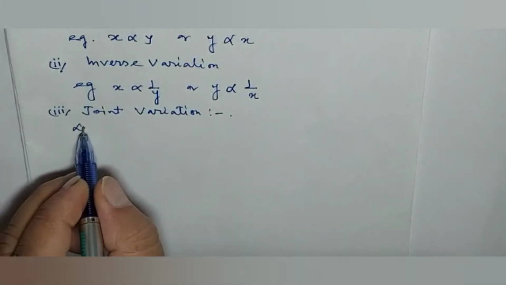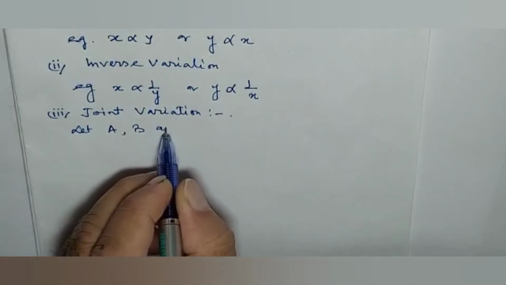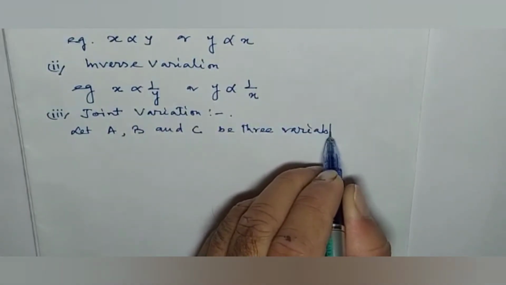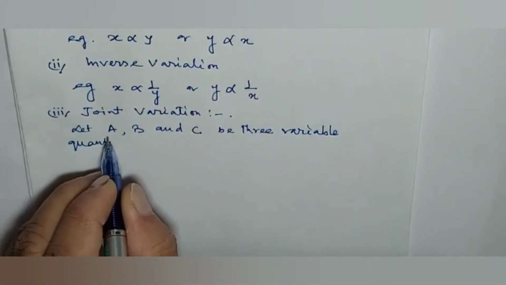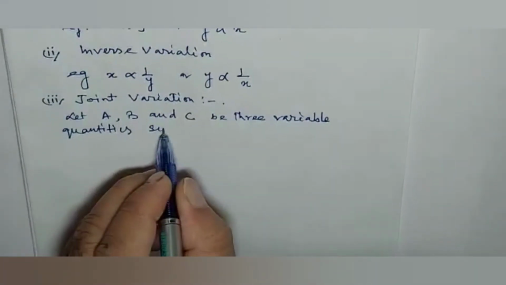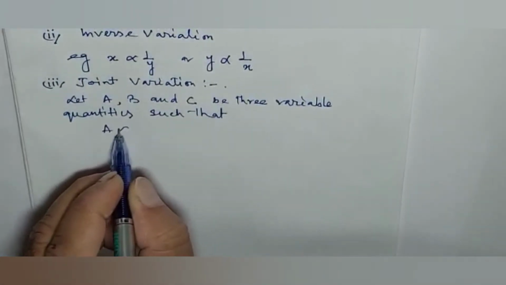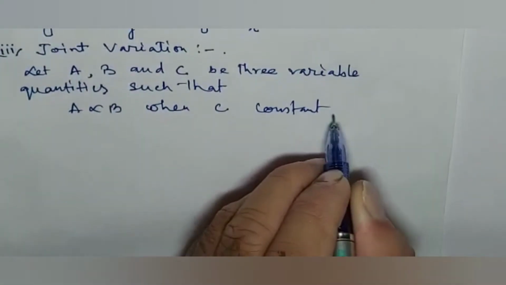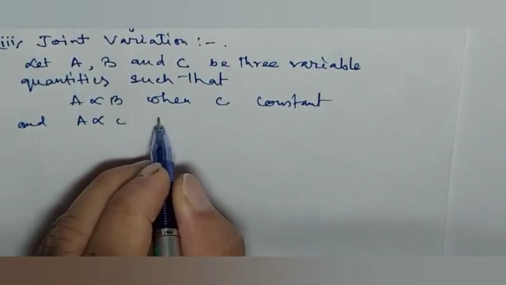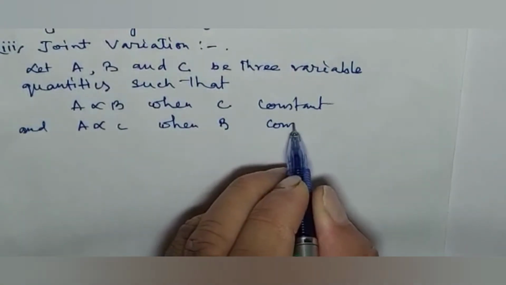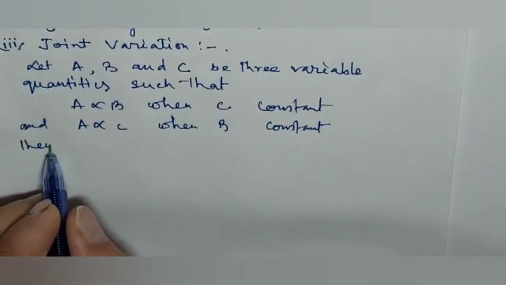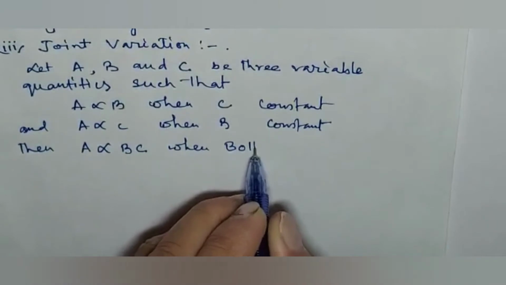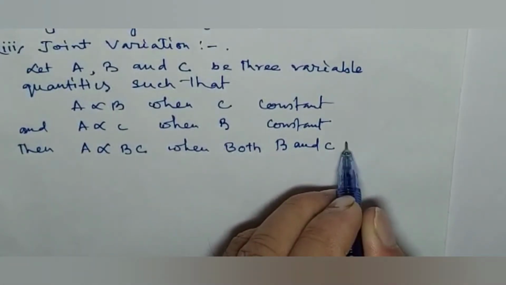In case of joint variation, let A, B and C be three variable quantities such that A proportional to B when C is constant, and A proportional to C when B is constant. Then we can write A proportional to BC when both B and C vary.